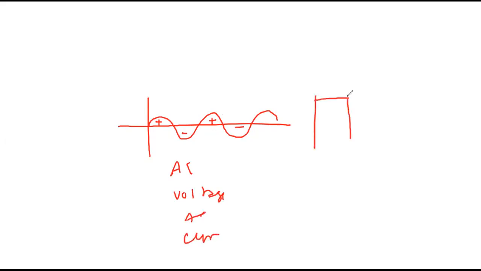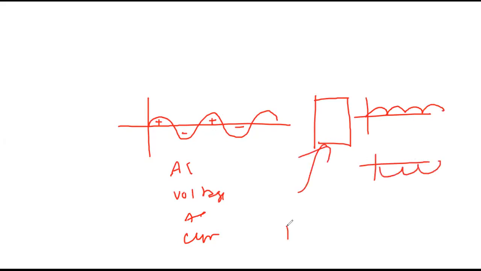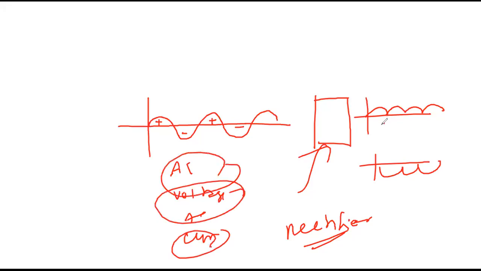When it is made to pass through some device and you get output only in one direction, either all positive or all negative, then that device is called a rectifier. So a device which can convert alternating voltage or alternating current into direct voltage or direct current is called a rectifier. The process is called rectification.